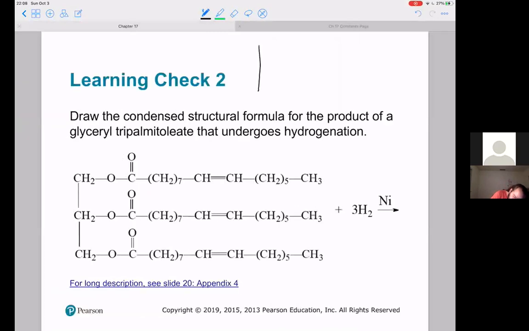sort of do it without the cheating here, or without looking at the answer. I'm again going to include all my esters. And now I'm going to have 16 carbons with no degrees of unsaturation. So 1, 2, 3, 4, 5, 6, 7, 8.